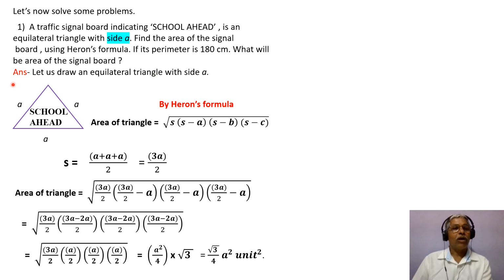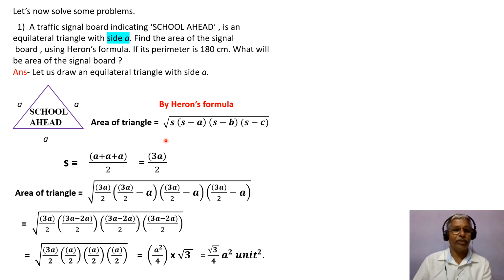So answer, let us draw an equilateral triangle with side A. This is here, school ahead. And by Heron's formula, area of triangle equals root of S into S minus A into S minus B into S minus C. So let us calculate S first. S equals A plus A plus A upon 2, that equals 3A upon 2. Now we got S.